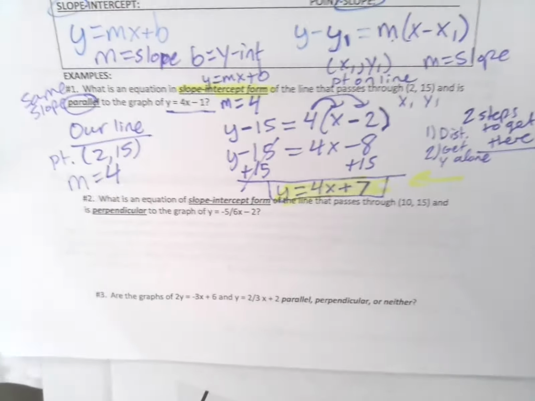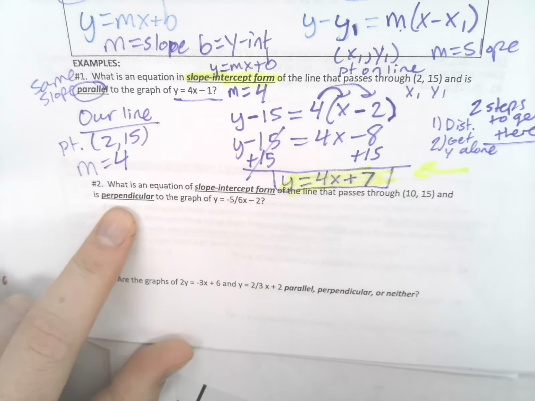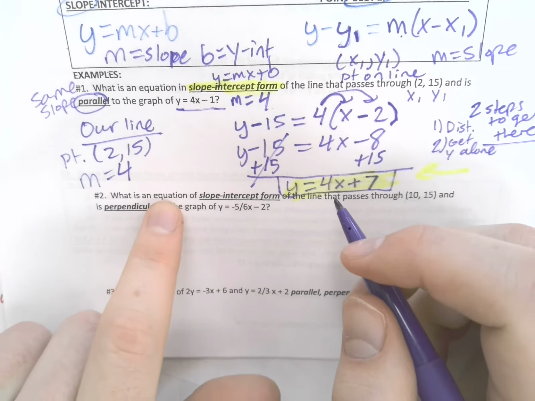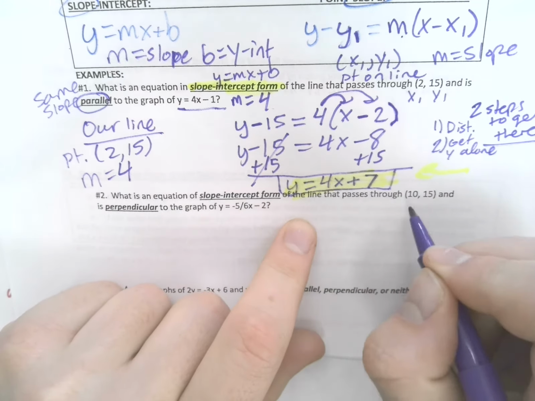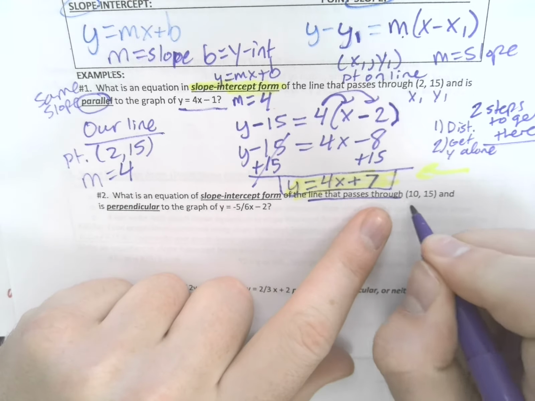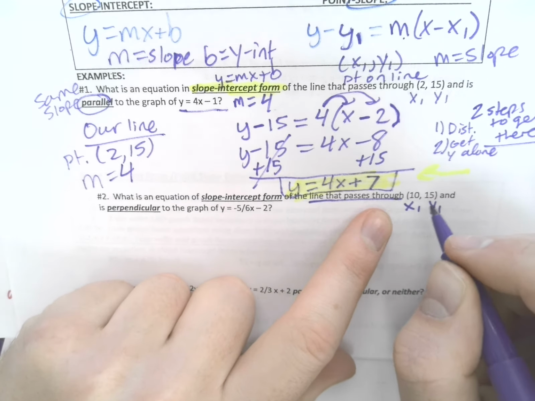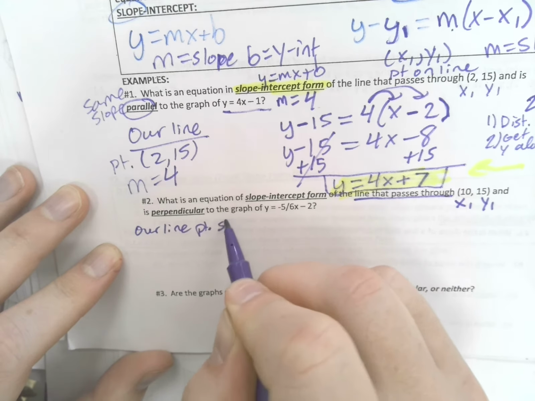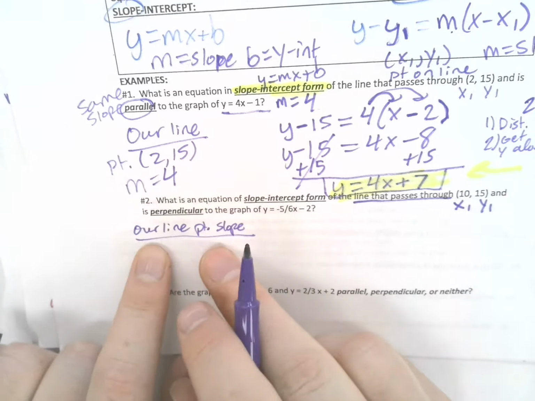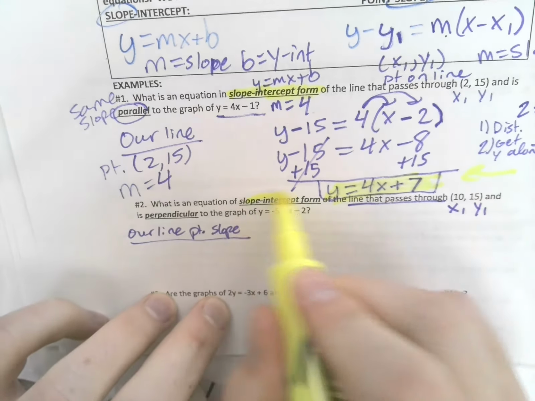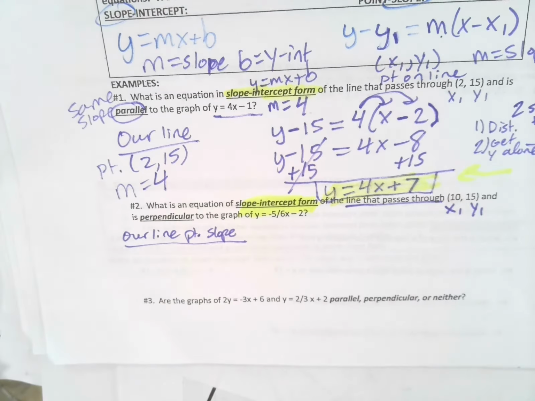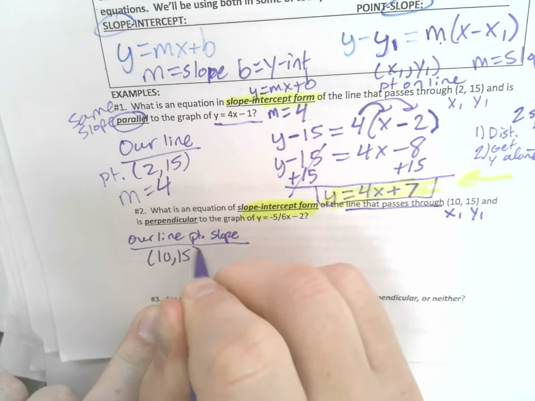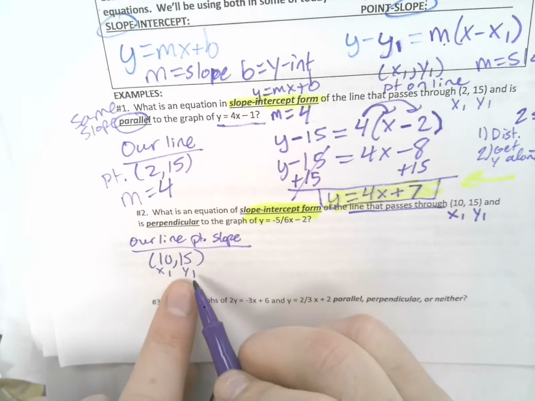So what I'm going to let you guys do is try number 2. But first, I want to help you at least make sure you've got the setup here. So once again, we need to write an equation of a line that passes through. We will give you a point, x1, y1. So I'm thinking our line is probably going to need to start in point-slope form, but we're going to need to work it into slope-intercept form eventually. So we know our line passes through the point 10, 15. That's our x1, that's our y1.